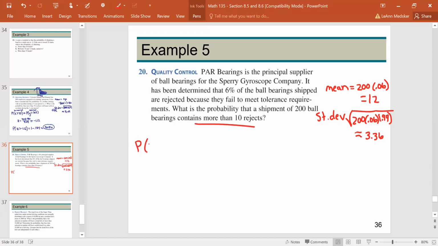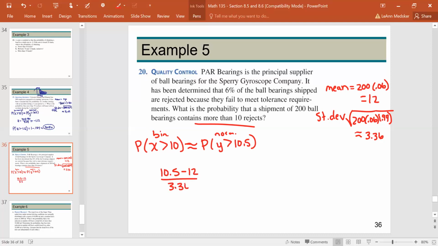So remember, we're asking for more than 10 rejects. So the probability that an X is greater than 10, that means, remember, 10 is not included because they're saying more than 10. So we would want to bump that up to 10.5 when we do our conversion. So the probability that we're going from binomial to normal, and we're estimating that little rectangle difference. So we're going to say that y is greater than 10.5, and then we want to convert that to a z-score.